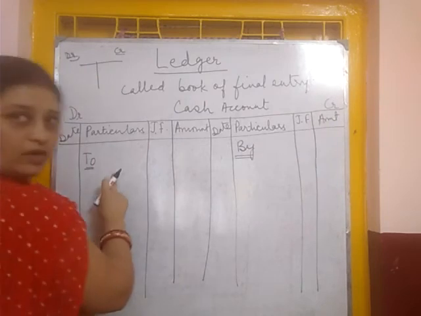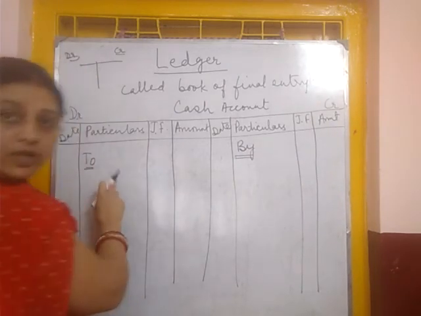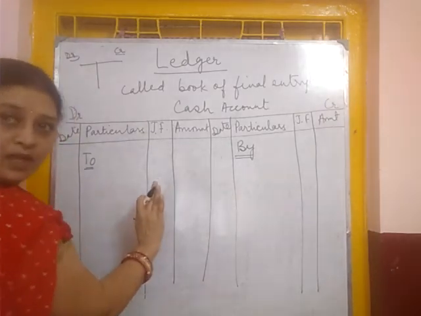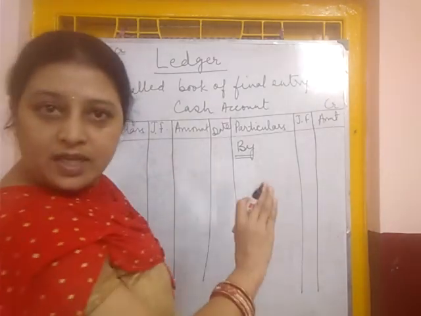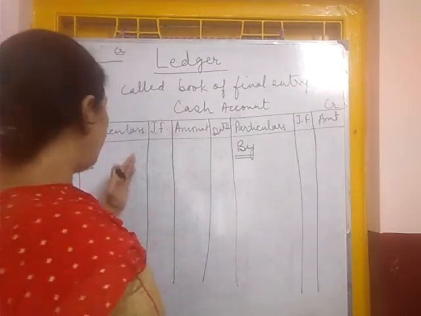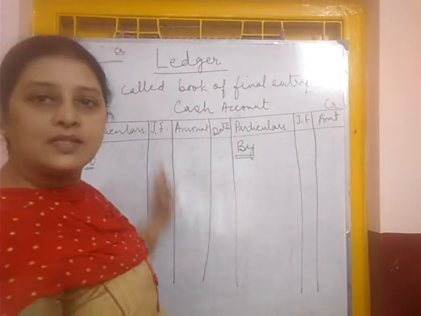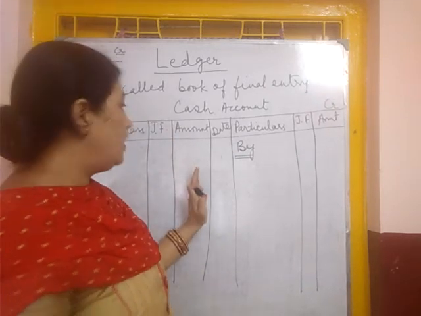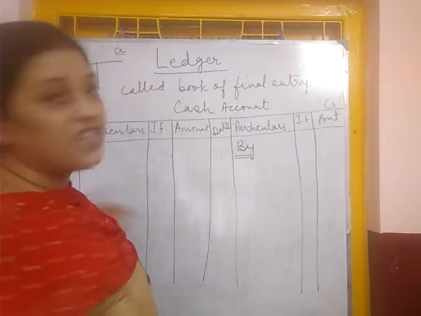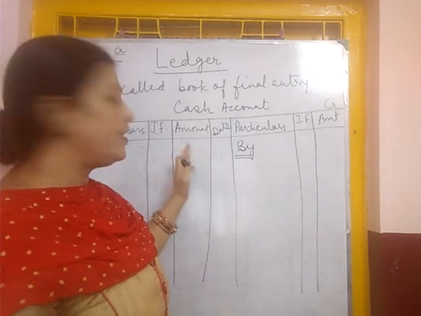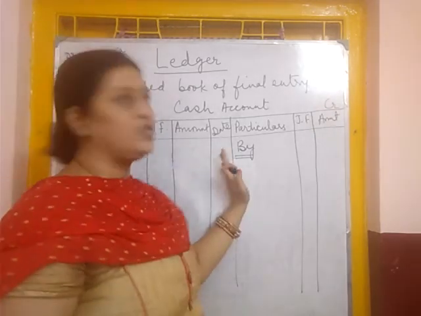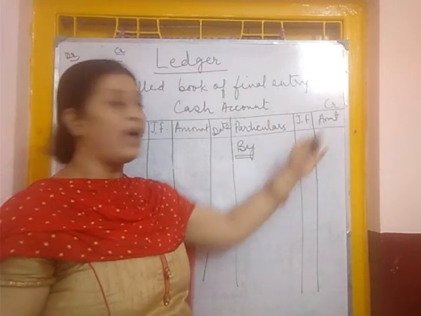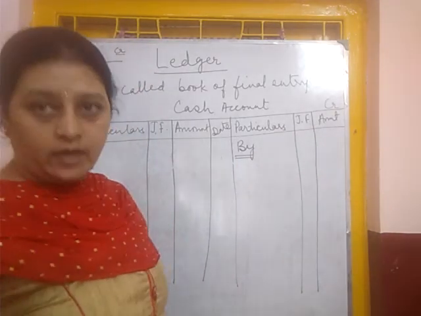In the date column, we record the date. In the particulars column, we record the details of the transactions. In the journal folio column, it remains empty, the way the journal folio remained empty in journal. In the same manner, in ledger, this JF column remains empty. Clear? Next is the amount column. The amount which has to be debited has to be recorded in the amount column. And the same procedure on the right hand side as well. Date, particulars, JF and amount. Okay, so please have a look.